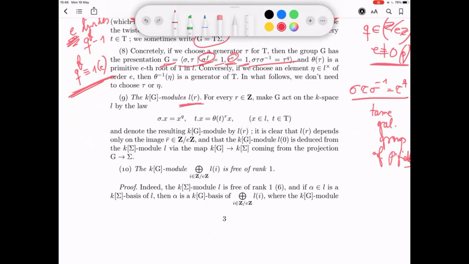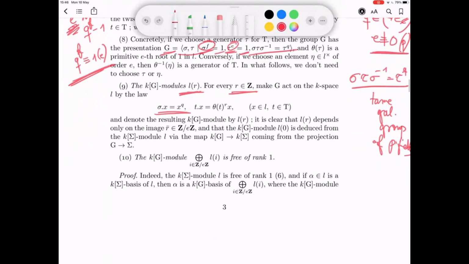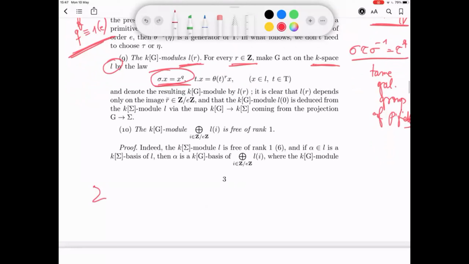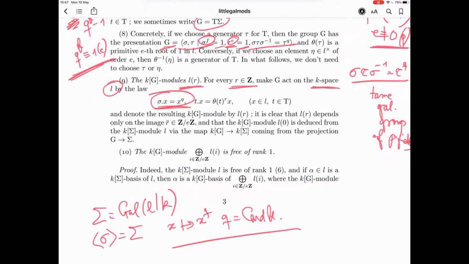Now I'm going to define a KG module L_r, for r an integer, in which sigma, of course, acts by raising to the power q. What is this L_r? The underlying K space is just L. And sigma continues to act as it does, because sigma is the Galois group of L over K, and little sigma is the generator of capital sigma, which sends x to x to the power q, where q is the number of elements in little k.